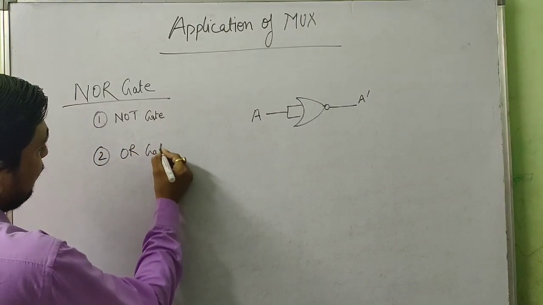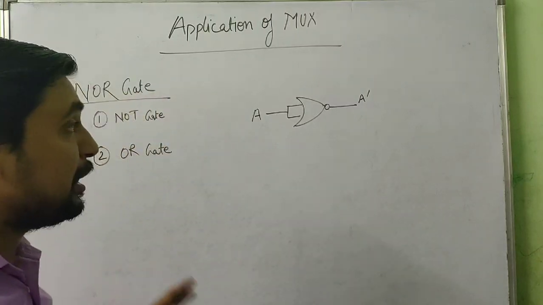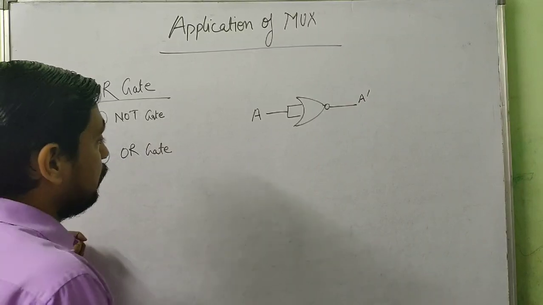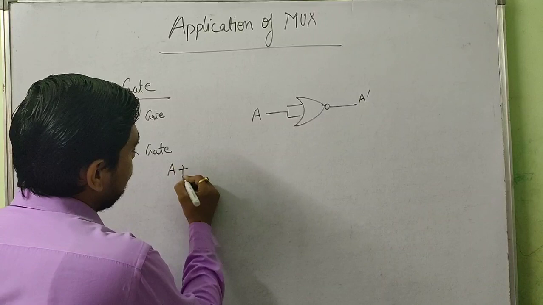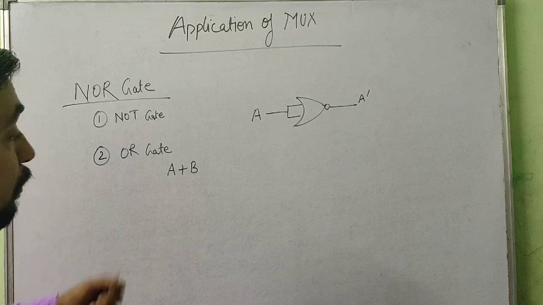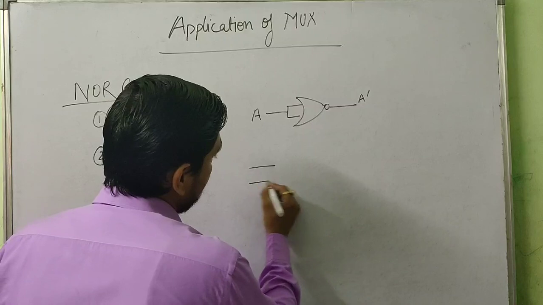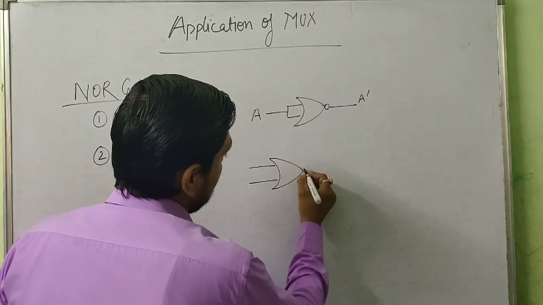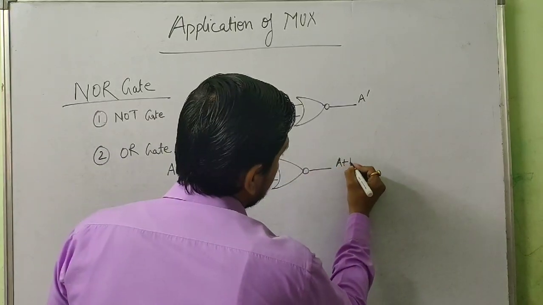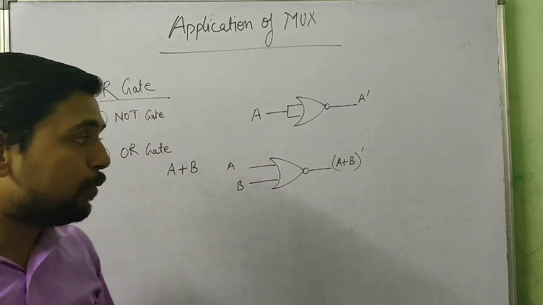Here I will tell you a hint so that you can remember which gate you will use and how you will use it. But let's create an OR gate with the help of NOR gate. So what is the operation of OR? That is A plus B. If A and B are the two inputs, the output will be A plus B. So imagine if we pass A and B together, what will be the output of this? The output of this will be (A plus B) whole complement.